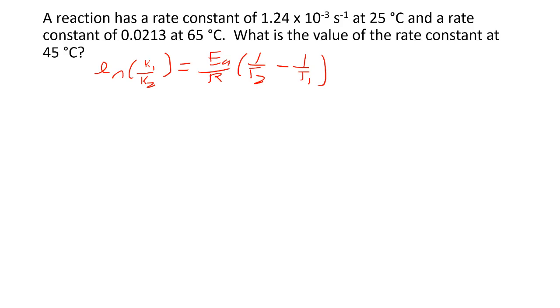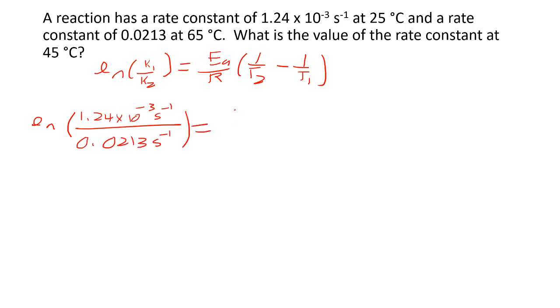So what I'm going to do for this one is I'm just going to plug all the numbers in at the very beginning. So here, we're going to have ln, and I'm going to choose to make 1.24 times 10 to the minus 3 my k1. So I'm going to have 1.24 times 10 to the minus 3 inverse seconds. I'm going to divide this by 0.0213 inverse seconds. We're going to set this equal to EA, because we don't know our activation energy. We're going to divide it by 8.314 joules per mole Kelvin. Note, if you solve this problem by putting this in kilojoules at the start, that is A-okay. You could do it that way. We then have our temperatures.